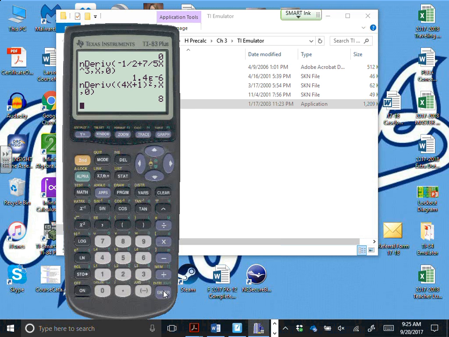I'm teaching you this. Right now, you're just going to check your work with it. You can only evaluate at a point. You can't find a general derivative. If you put in x squared, it's not going to give you 2x. But if you put in derivative of x squared at 4, it'll give you 8. You can only find a derivative at a point.